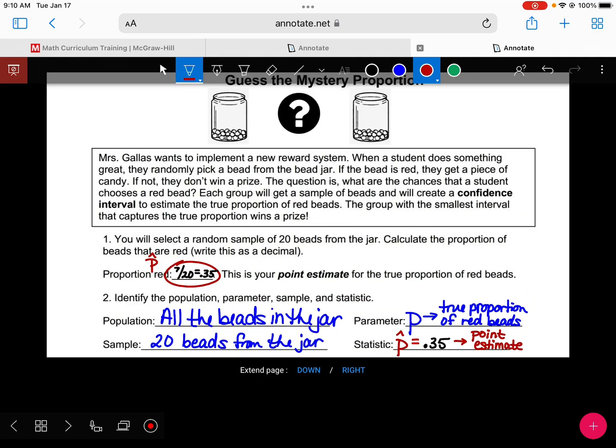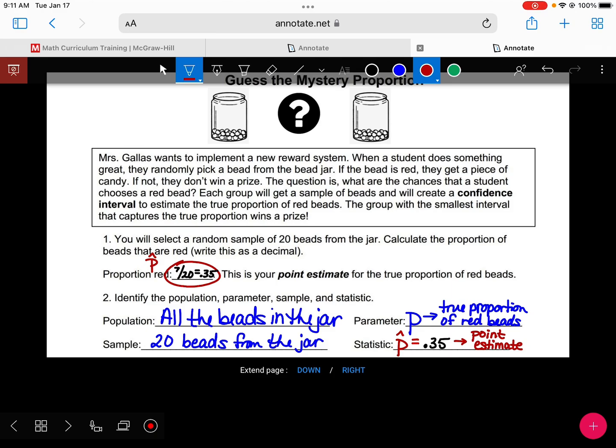So between you and your partner, and this is where the opportunity for extra credit comes in, you are going to change your point estimate into an interval of values by adding and subtracting some value from your point estimate. The number you add and subtract is called your margin of error. It has to be the same thing that you add as that you subtract. So we're going to make an interval that goes on either side of your point estimate. Your goal in doing this is to capture whatever the true proportion is in your interval.